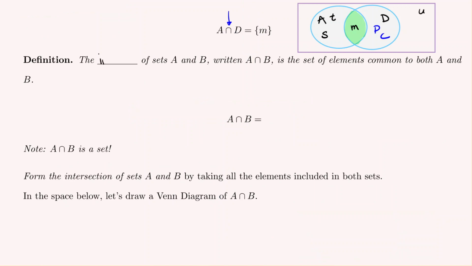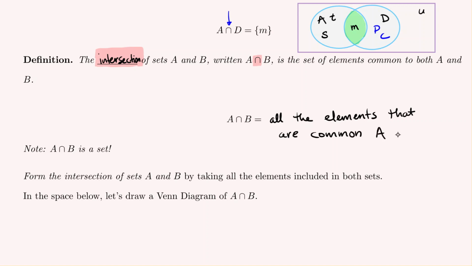So the intersection of sets A and B, written A intersect B, is the set of elements common to both A and B. So A intersect B is all the elements that are common or shared by set A and set B. And A intersect B is also a set, particularly it's a subset of A and it's a subset of B, and more generally it's a subset of the universal set.